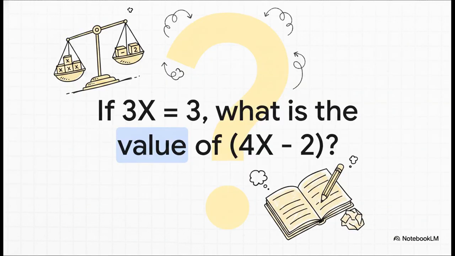All right, time for a quick knowledge check based on a classic problem from the classwork section. If 3x equals 3, then what is the value of 4x minus 2? I'll tell you right now, this is a very common exam question. It kind of looks like a trick because there are two parts to it. So I highly encourage you to pause the explainer right here, grab some scratch paper, and see if you can balance this out yourself before we reveal the answer. Go ahead, give it a shot.